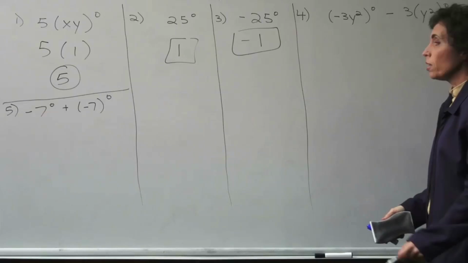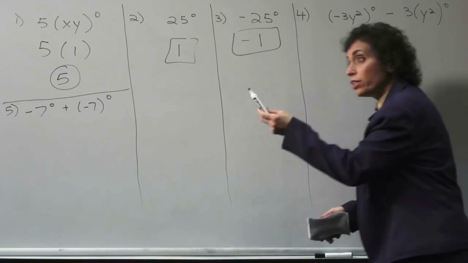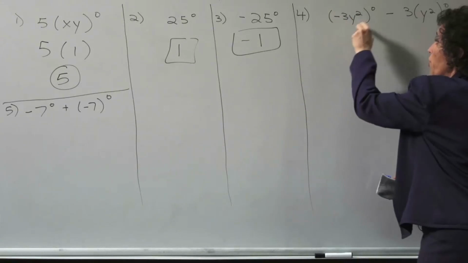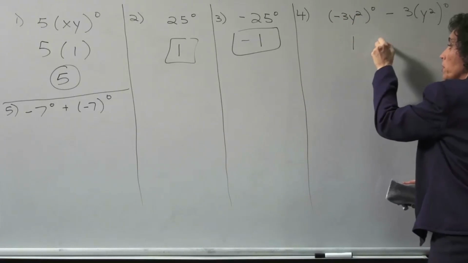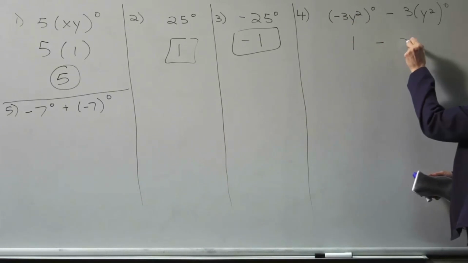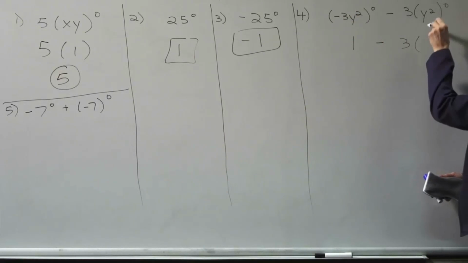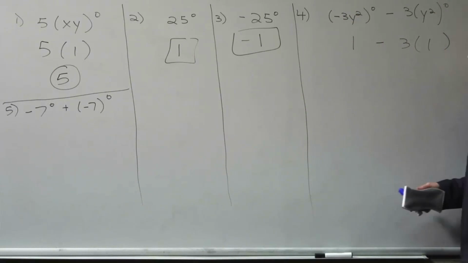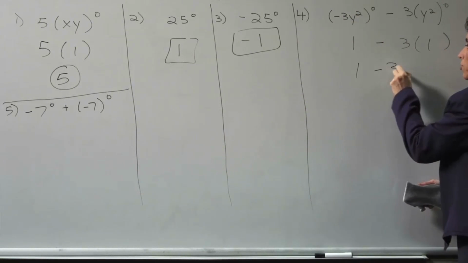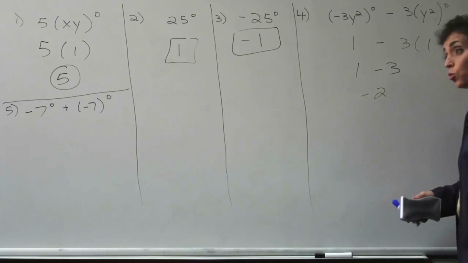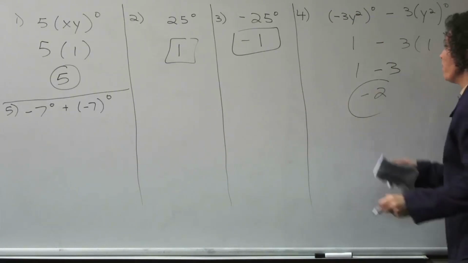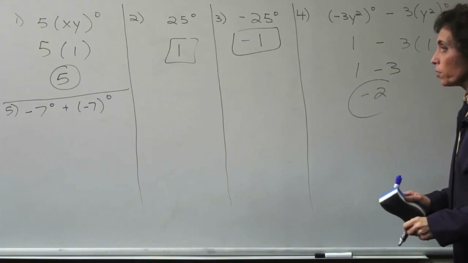Okay, let's look at this one. Make sure you understand what's being raised to the 0 power. Here, the whole thing is being raised to the 0 power, so that's 1. Here, the 3 is not being raised, but that y squared is. So that y squared to the 0 power, that's 1. So this is 1 minus 3, or negative 2. Just be very careful about what's being raised to that 0 power.